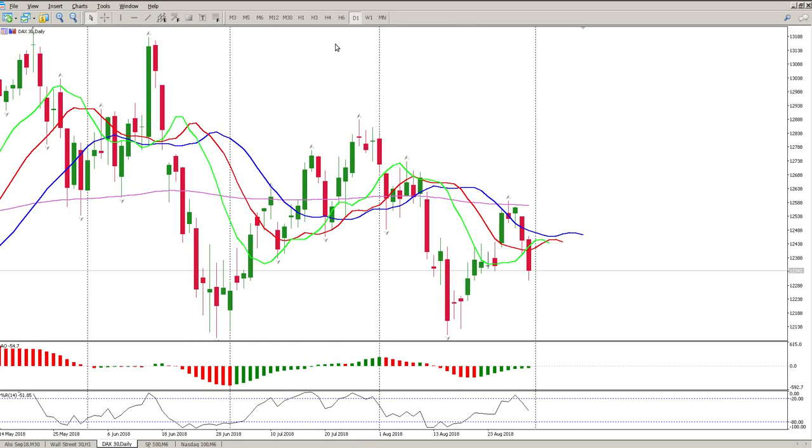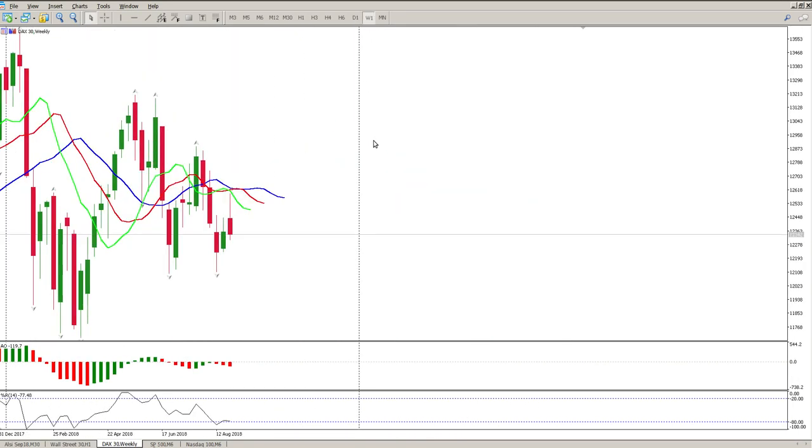Now, let's just get to the weekly. If we have a look at the weekly, you'll see we've had a rejection off the alligator, and the alligator is pointing to the downside. So that is a fairly bearish signal that we've got here on the weekly.